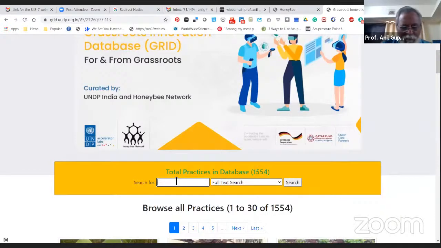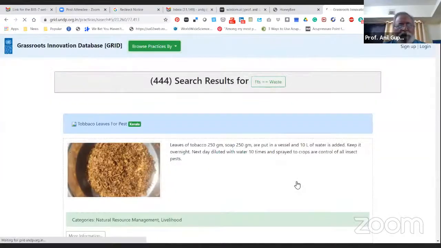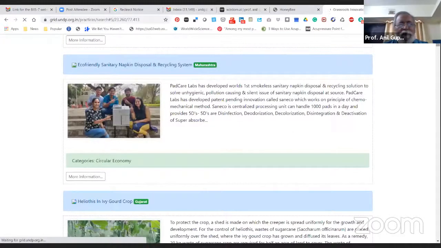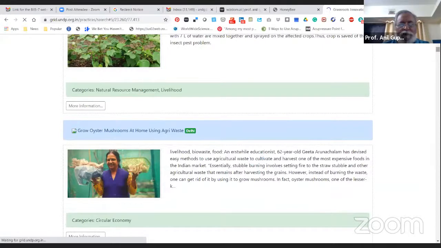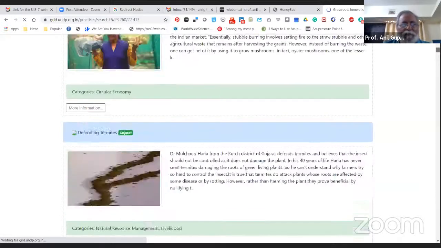So let's look at waste. Some of you may be interested in methods of using waste. So there are different practices. Tobacco waste has been used. Eco-friendly napkin disposal and recycling system, sanitary napkin that women use in their periods, how to dispose them off. So there's an entrepreneur who has developed this under circular economy. There are efforts and they use some bio-waste to control this. So those are there. Mushroom, how do you use agri-waste to grow mushrooms? She has developed that.